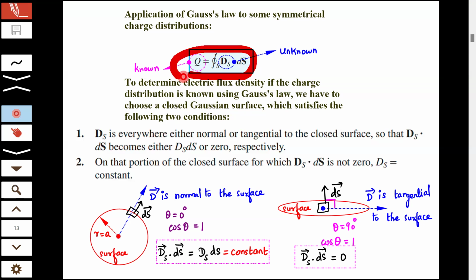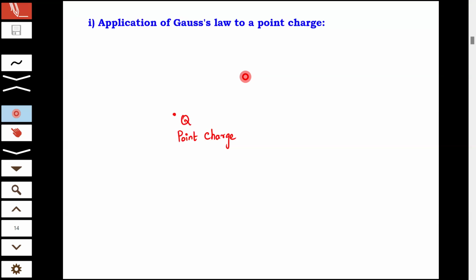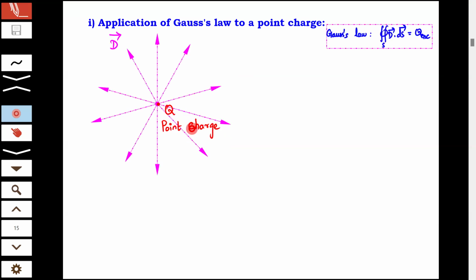Taking these two conditions, we will choose the closed Gaussian surface accordingly for any symmetric charge distributions. And we will apply this Gauss law, evaluate the left-hand side, evaluate the right-hand side, equating the two with the known value of charge, we can find the unknown d on the surface of the closed Gaussian surface. Let us discuss the applications one by one for a few symmetric charge distributions, starting with a point charge. If we consider a point charge q, which is a positive charge, the flux density will be radiating radially outward, and we can follow the spherical system for our convenience for the point charge evaluation.